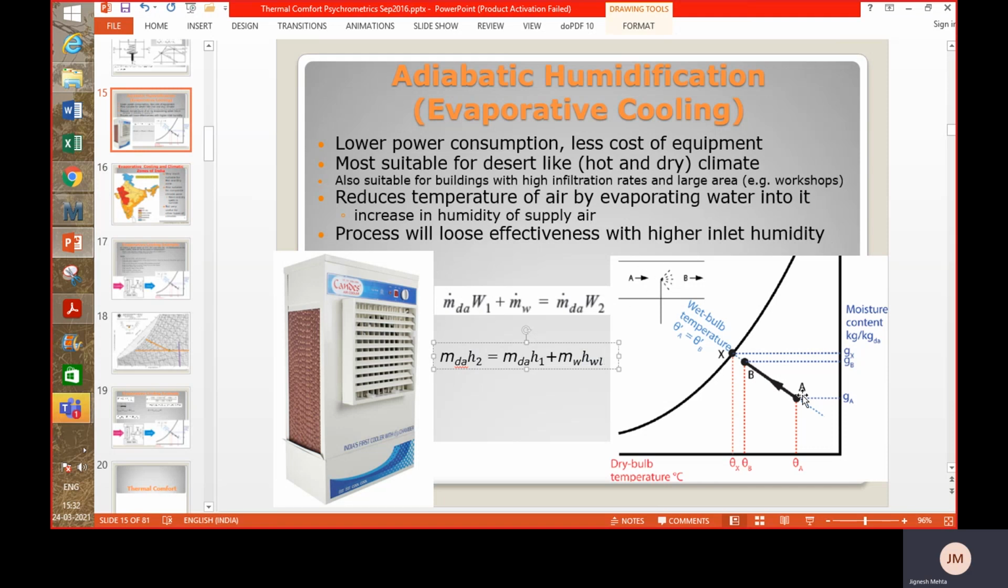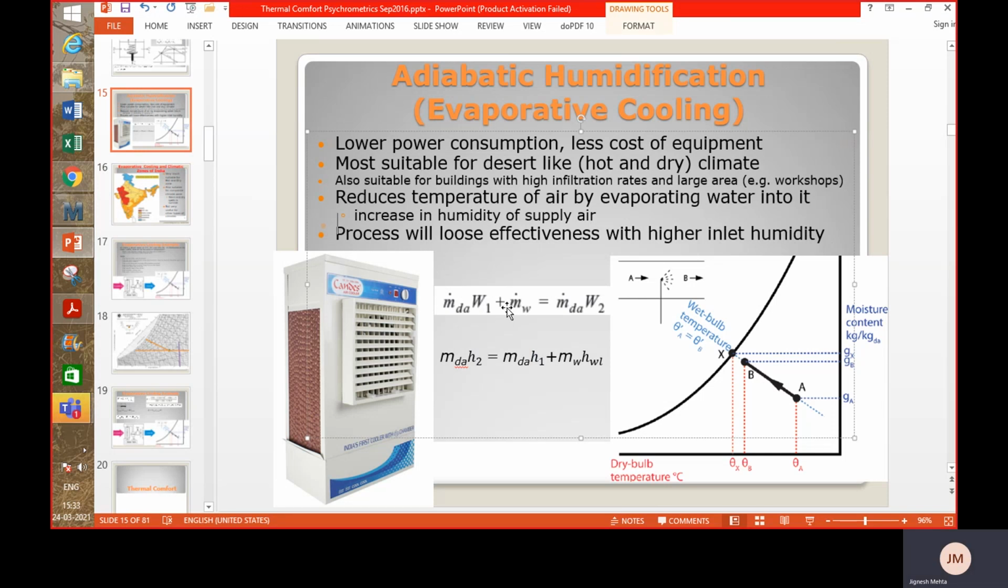So what you find is that in this process, which is a constant wet bulb temperature process, there isn't very significant increase of enthalpy because this second term is quite small. The mass flow rate of water, or the water addition rate, is quite low, and in addition to that, the enthalpy of liquid water is also not very high. So these are the balance equations which might be used to find some unknown parameter when you have a problem in front of you.